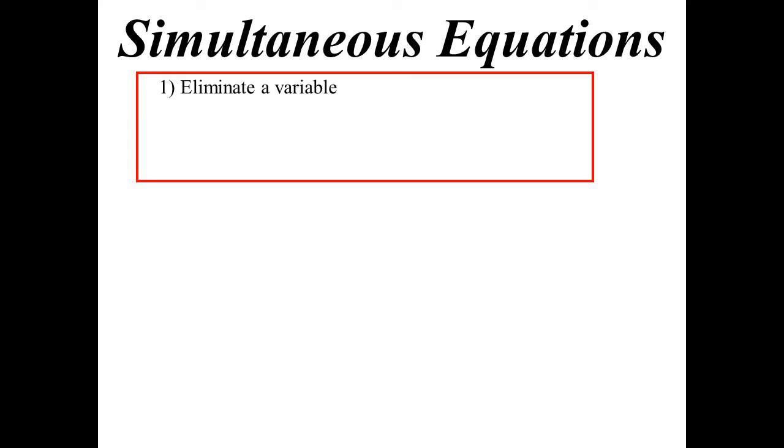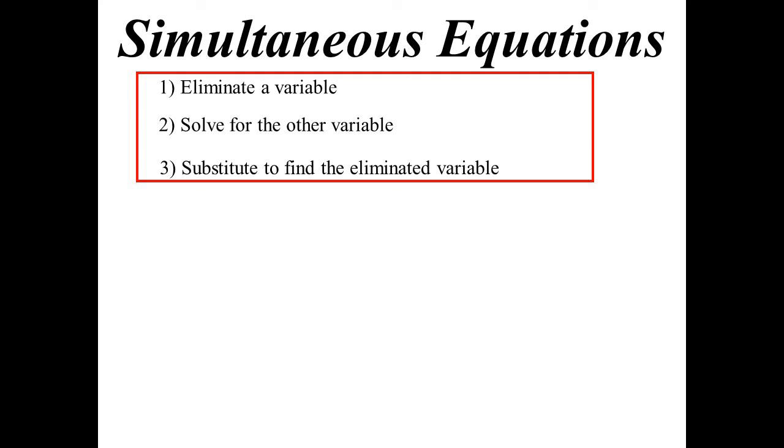Simultaneous equations. The basic idea of solving a simultaneous equation: first step, we want to eliminate one of the variables, then solve for the other variable we're left with, and then substitute back in and work out what the eliminated variable is. That's the basic idea, known as the elimination method.